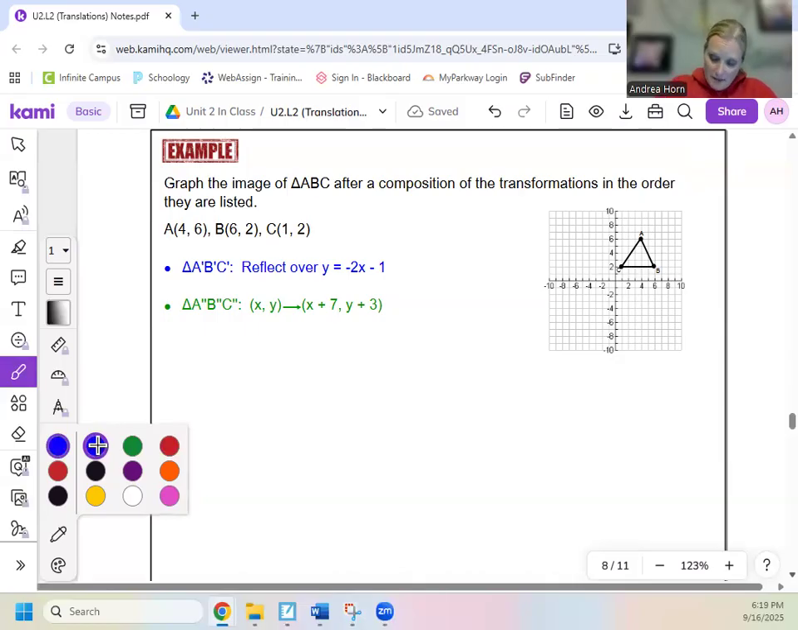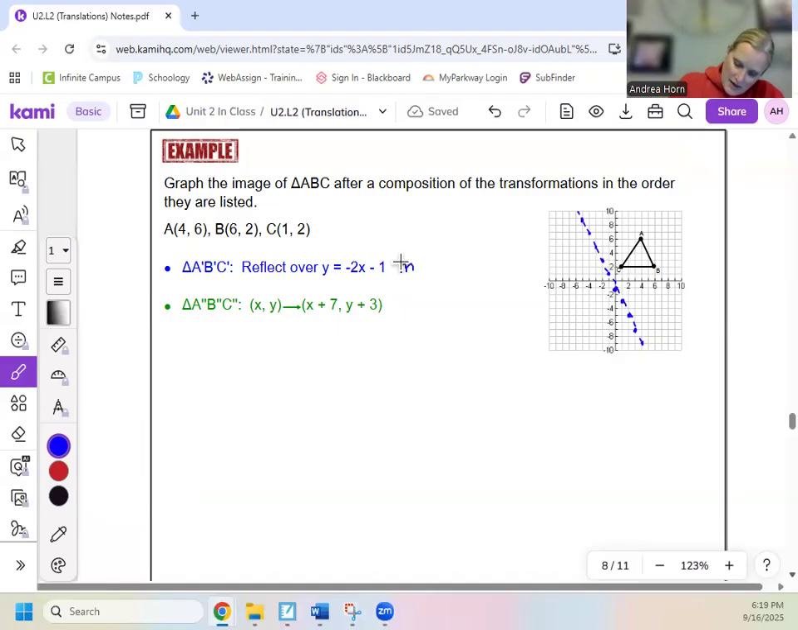Okay, so if I'm going to reflect over that line, then I start at -1. I'm going to go down 2 over 1 for my line of reflection. Down 2 over 1. Okay, so there's my line of reflection.